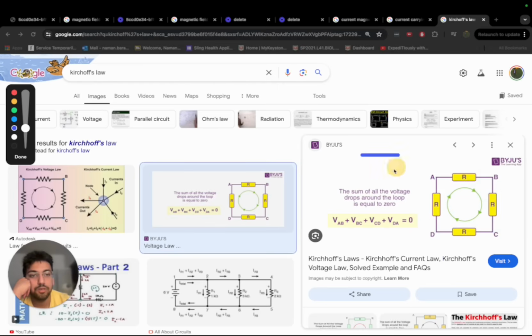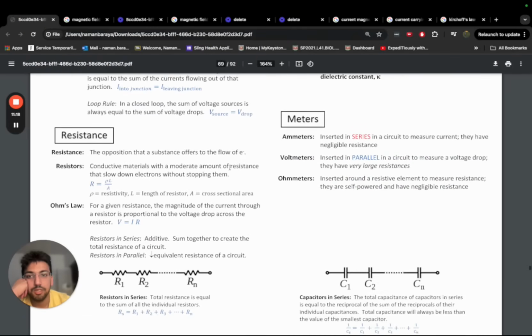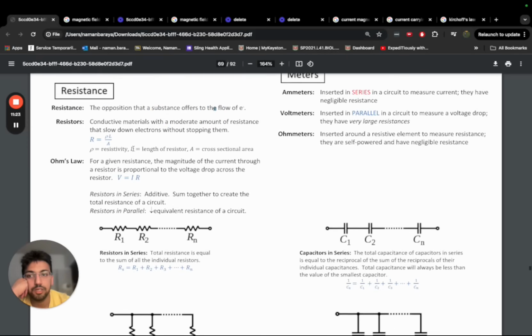If you only have one resistor in the whole circuit, then all of that 9 volts is going to be used in that one resistor. So that's what Kirchhoff's law is. Okay. Again, make sure you know that that's pretty high yield. Now, resistance is the opposition that a substance offers to flow of electrons.